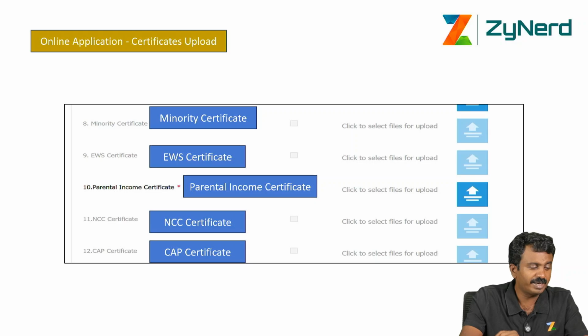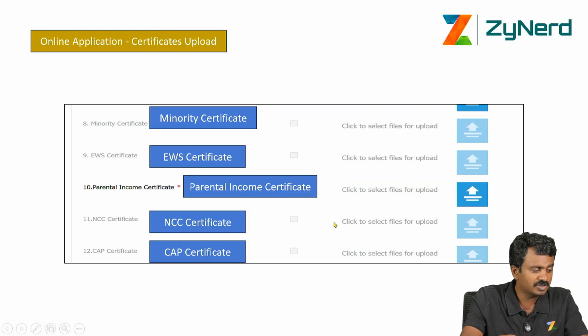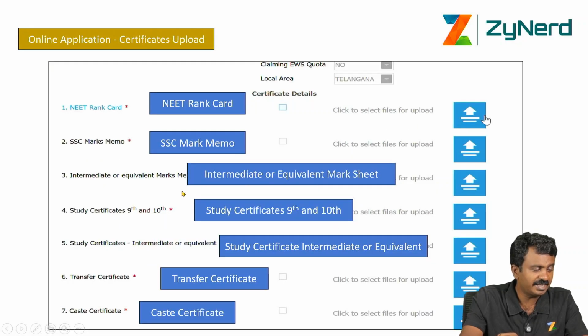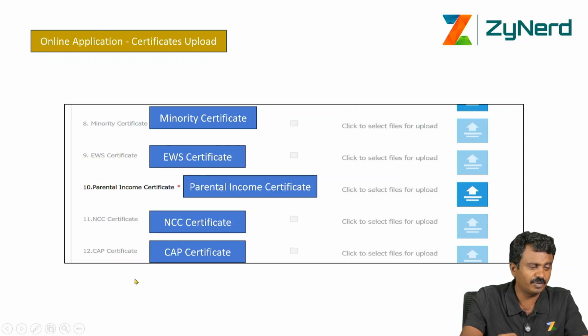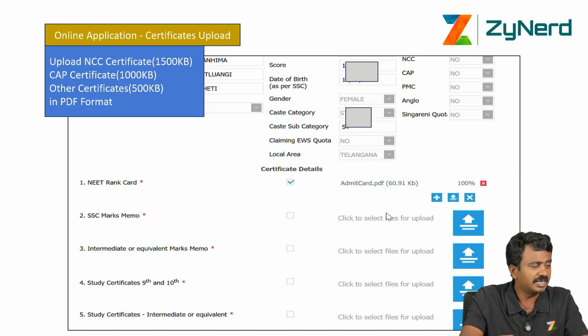Many of these, minority, NCC, CAP, PMC, Anglo-Indian, etc., will not be applicable. So ignore that. Only those which are mentioned as mandatory are absolutely required for everyone. The rest depends upon what you are applying for. All these certificates have to be in a particular format with the size also given, so please upload them accordingly.